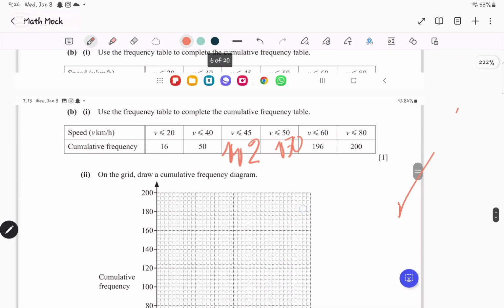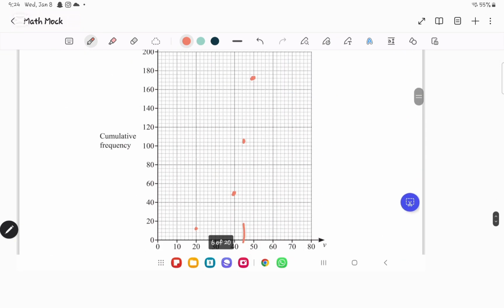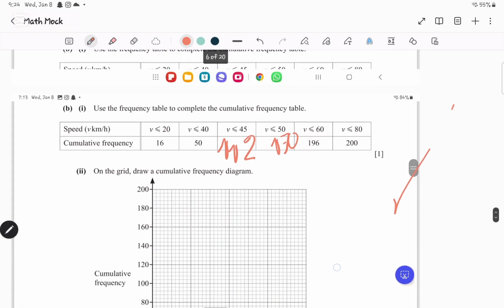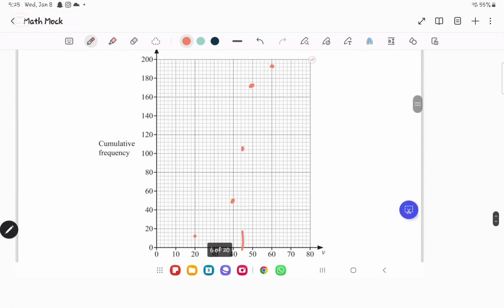At 60, it's 196, so really close. And then finally, at 80, it is 200. So if we're gonna draw the curve, it looks something like this. Not very pretty, I know, but this is how the curve turned out.